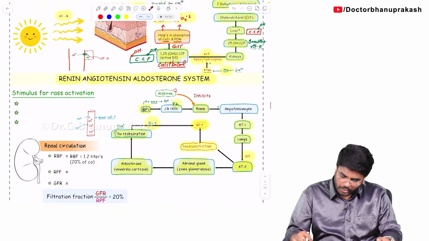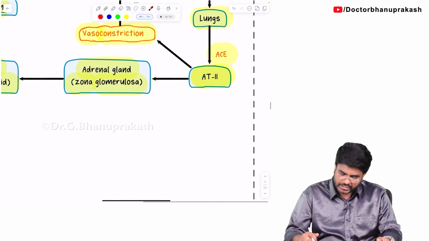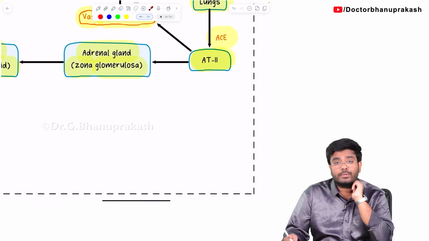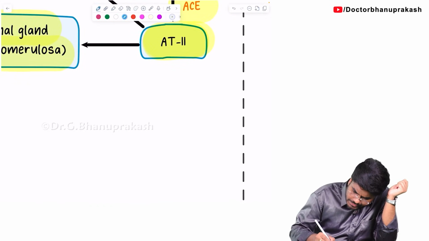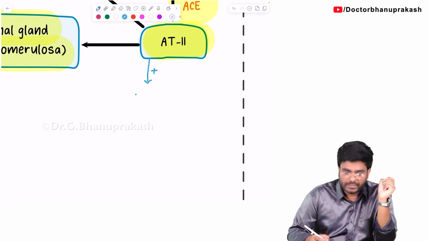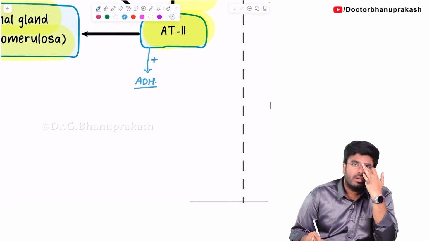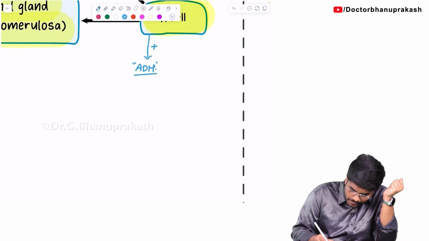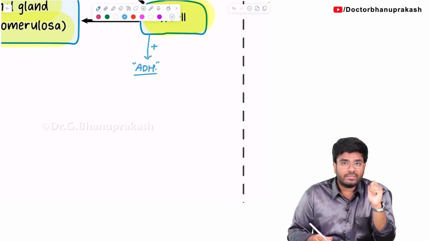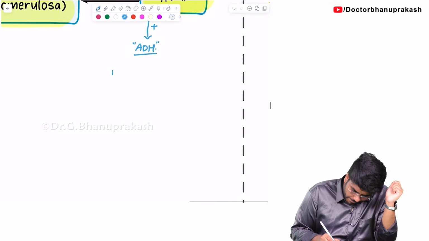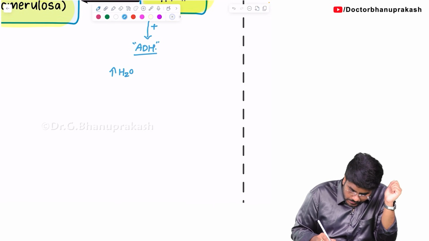Next, a few more important points I want you to know. This angiotensin II, what else will it do? Guys, this angiotensin II also gives signals, it stimulates the release of antidiuretic hormone. Which hormone? Antidiuretic hormone. So now tell me, whenever antidiuretic hormone acts on the collecting ducts of the nephrons, it increases water reabsorption.